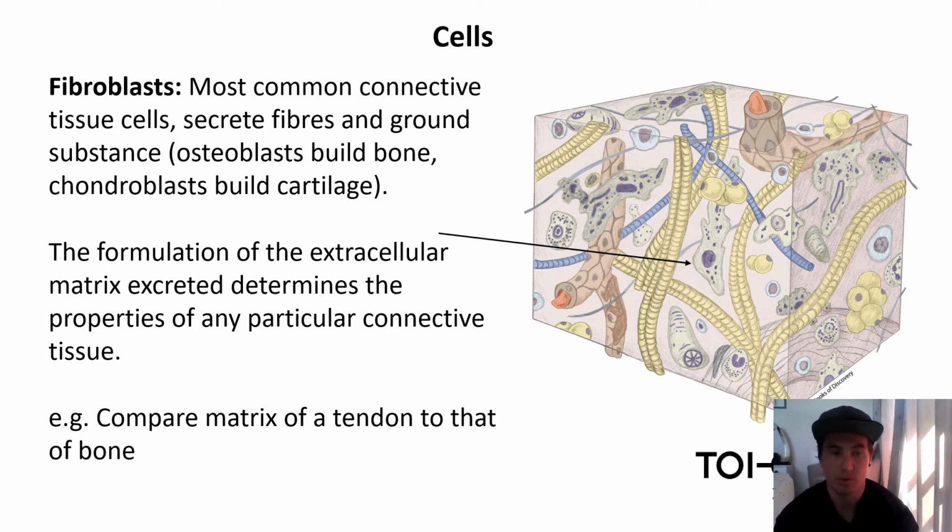So in this example, osteoblasts build bone material, whereas chondroblasts build cartilage. Whatever those cells produce will determine the structure of this extracellular matrix. And then if you think about what a tendon would feel like compared to what a bone would feel like, they're both types of connective tissues.